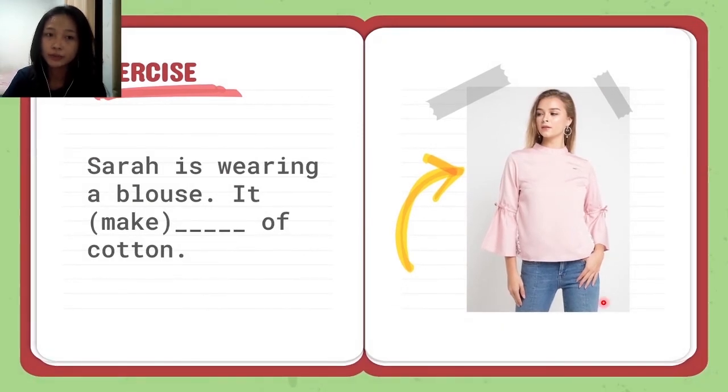For the exercise: Sarah is wearing a blouse. It blank blank blank of cotton. We have to fill the blank with the verb 3 of make. The answer is made. So there's the subject, the be auxiliary, and made of for the verb 3. Sarah is wearing a blouse. It is made of cotton.